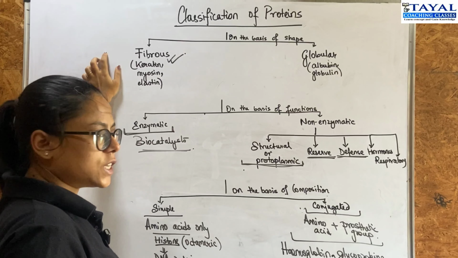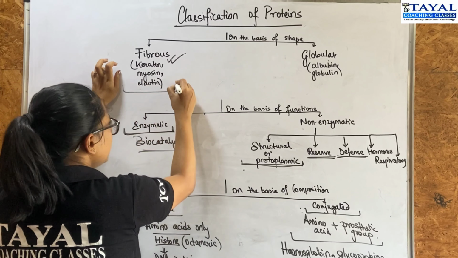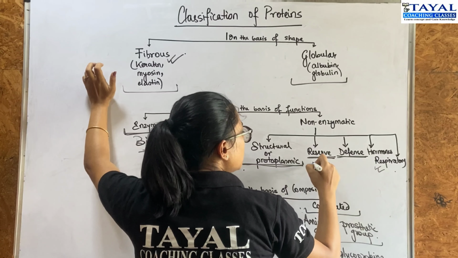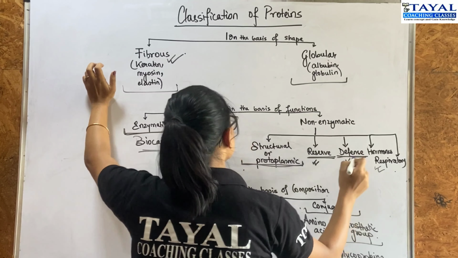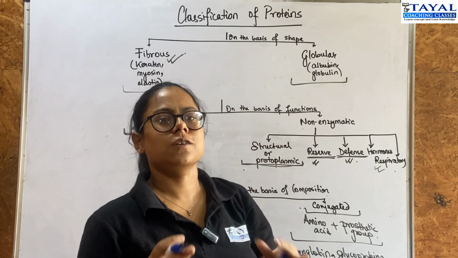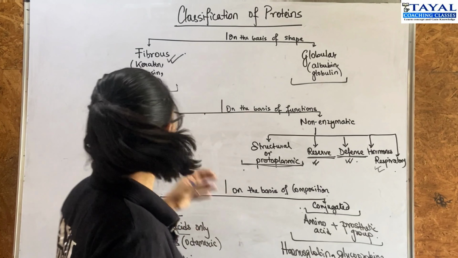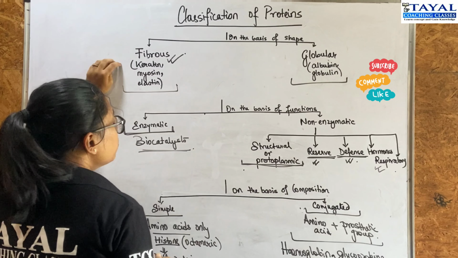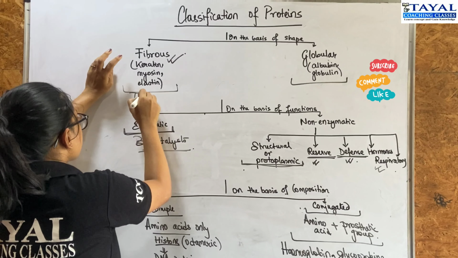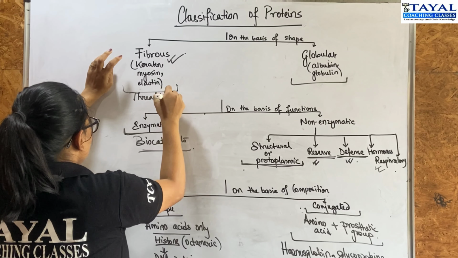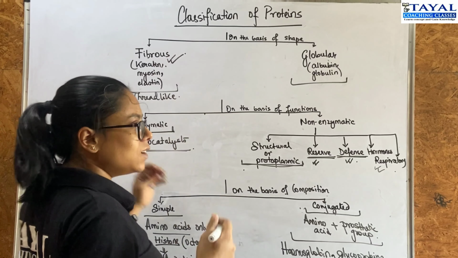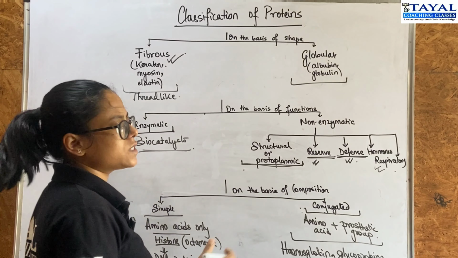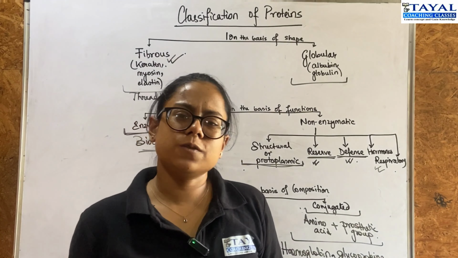So coming to the shape, then shape can be broadly fibrous or globular. For example, respiratory proteins, reserve proteins, defense proteins, they all tend to be globular or circular in structure, whereas structural proteins are more thread-like, right? So fibrous is thread-like. Keratin, for example, is present in the nail, in the hair. Myosin is present in muscles. Elastin is present in your elastic tissue, connective tissue, right?